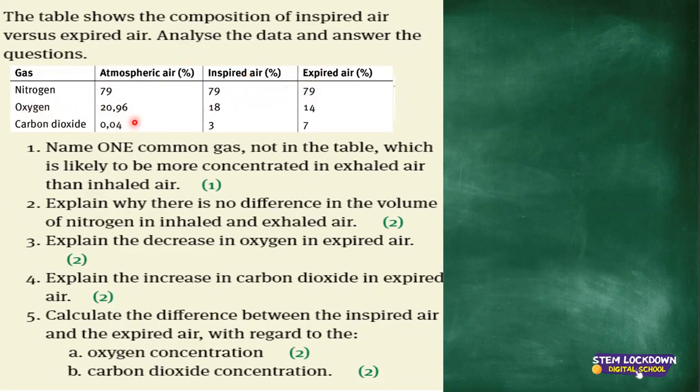But for oxygen, there's 20.96% in the atmosphere, but you breathe in 18% only, and you breathe out 14%. Then there's a difference here, right? But with carbon dioxide, there's 0.04%, and then the inspired air, you inspire 3% of that, and you expire 7%. So you see the differences in numbers here. We are analyzing this data and answering the questions based on this.